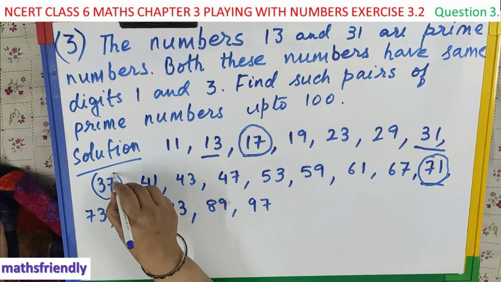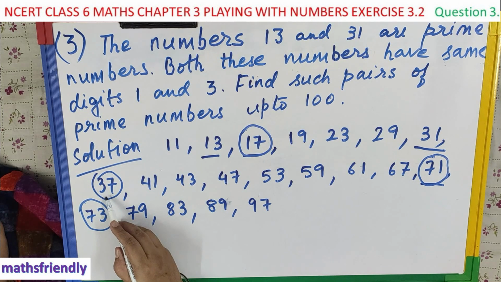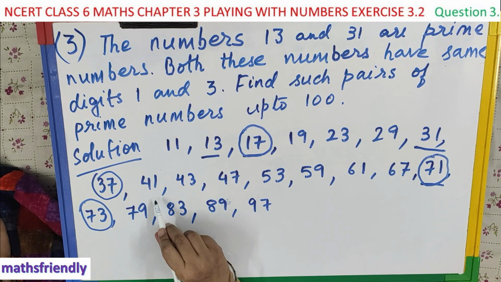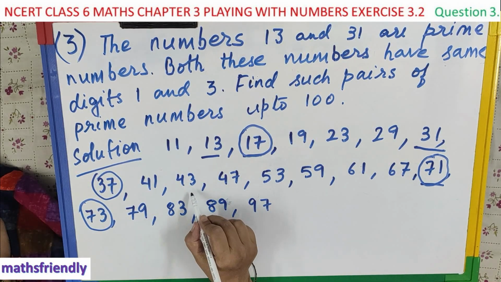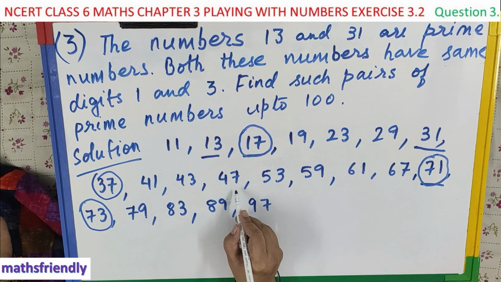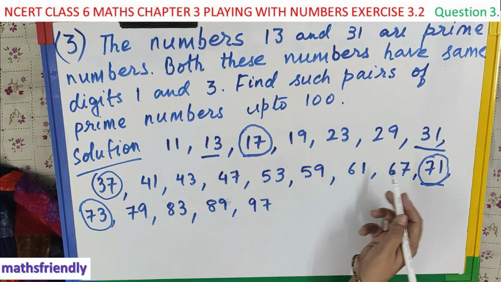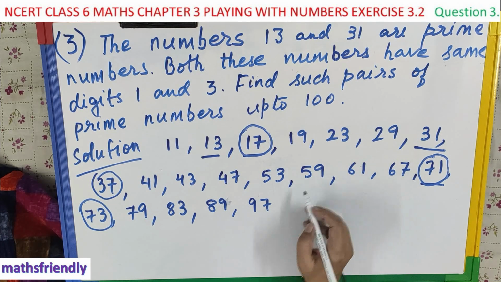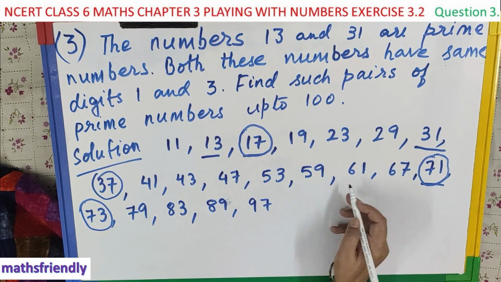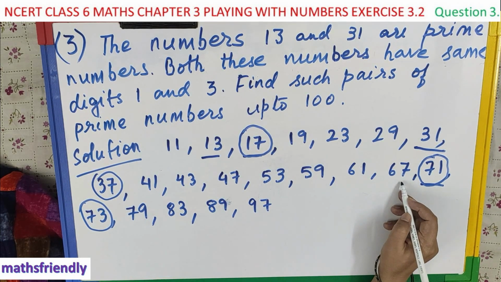37, see, 37 and 73. These two are prime numbers and these two have the same digits. The digits are reversed. 37, 73. 41, 14 is not there. 43, 34 is also not there. See, 47, 74 is also not there because 74 is not a prime number. 53 and 35. 35 is also not there. 59 and 95. 95 is also not there because 95 is not a prime number. 61 and 16 is not there. 67 and 76 is not there, right?